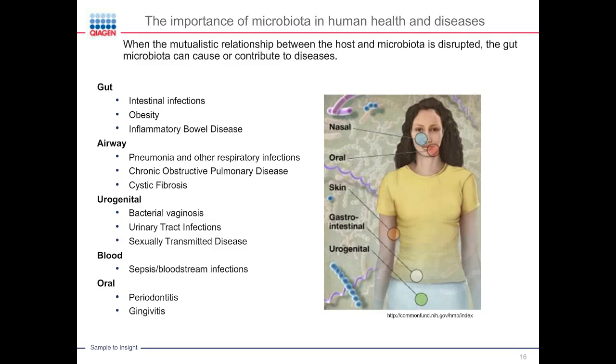I don't know. This is something of my interest, where I often think, in addition to bacteria, how much viruses can play an important role in diseases. A lot of research has been trying to find a link between the gut microbiome and many diseases. I just list a couple here, including in the airway, pneumonia and respiratory infections, COPD, or cystic fibrosis. In the urogenital system, we have vaginosis, UTI, or STDs. In blood, we have sepsis and bloodstream infections. And in the oral cavity, diseases like gingivitis.